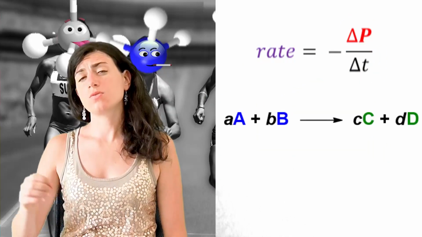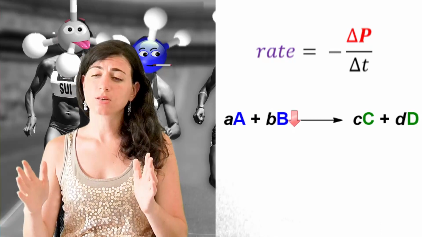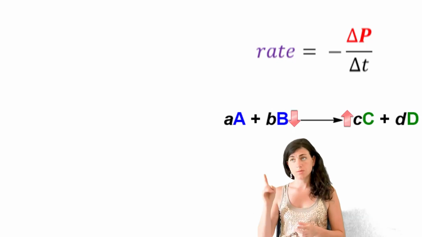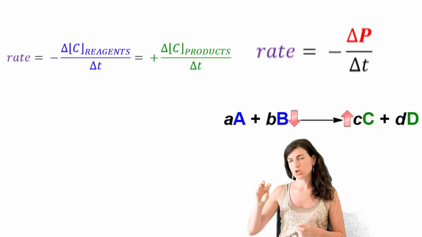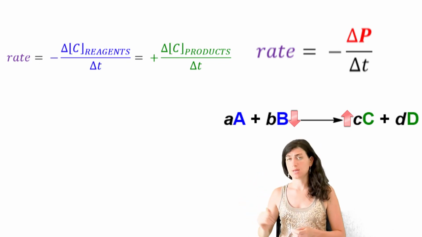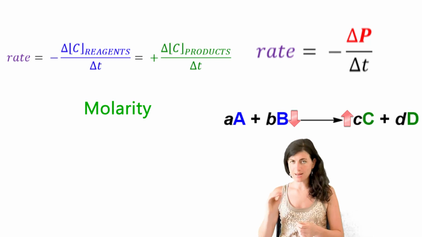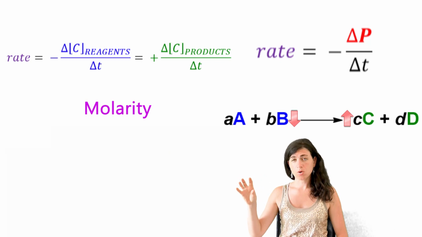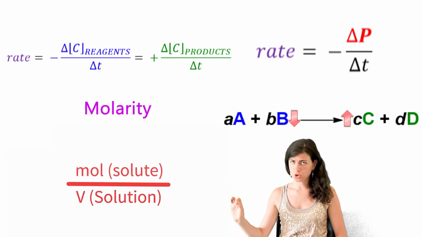Since during the course of a reaction, the concentration of reagents decreases while the concentration of product increases. So we can write this equation, which means that in chemistry, the speed is the variation of concentration of reagents or products over the time. In this equation, the concentration is expressed in molarity. I would like to remind you that molarity is moles of your solute divided by the volume of your solution.